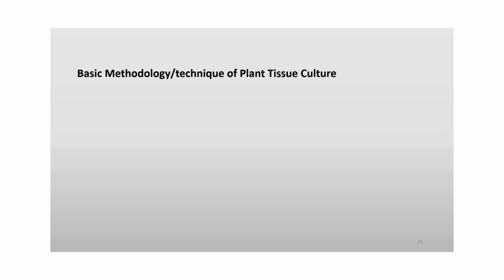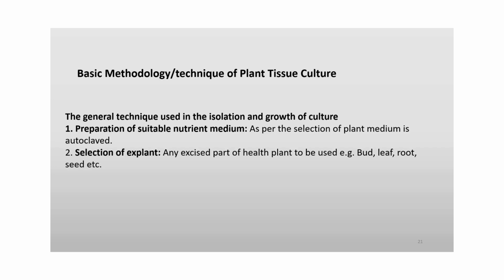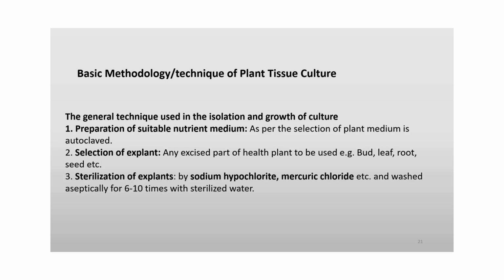So basic methodology, when we talk about the general technique used for isolation and growth of culture. Preparation of suitable nutrient medium: as per the selection of plant, the medium is autoclaved. Selection of explant: any excised part of the healthy plant can be used, it is decided, the bud, leaf, or root or a seed, etc.